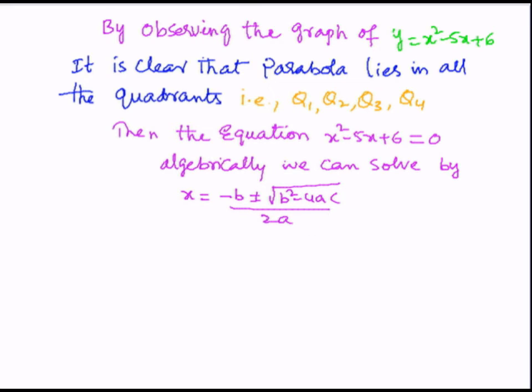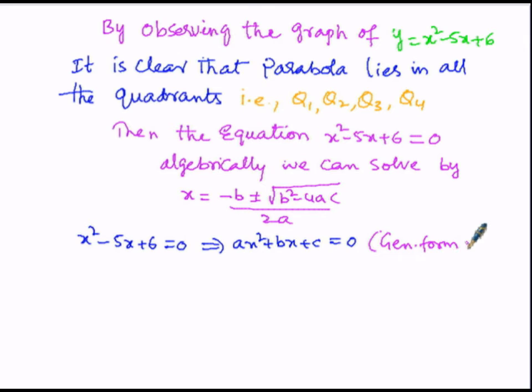So here the given equation is x square minus 5x plus 6 equals 0, which implies ax square plus bx plus c equals 0. So this is the general form of a quadratic equation. When we compare the coefficients, the x square coefficient is a, which is 1 here, so a equals 1. The x coefficient is b, which is minus 5 here, so b equals minus 5. And c is 6.